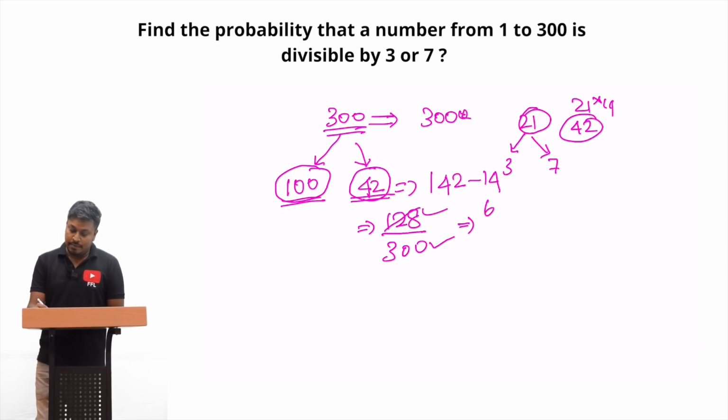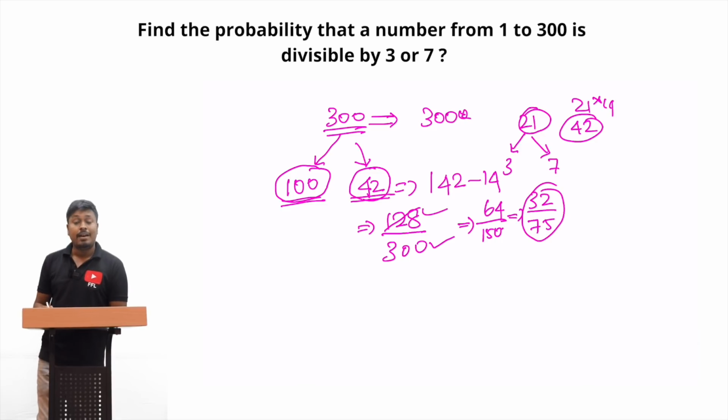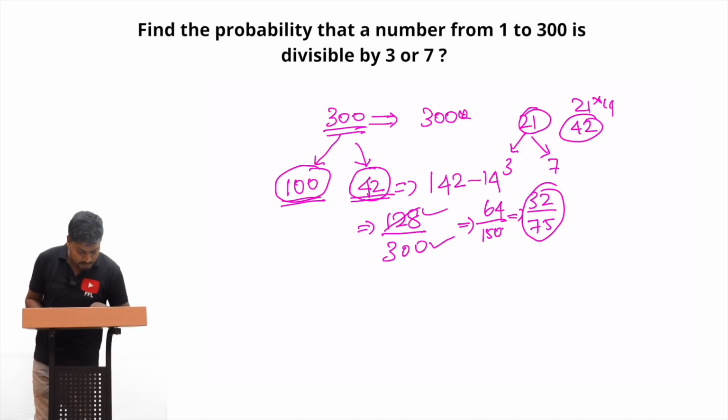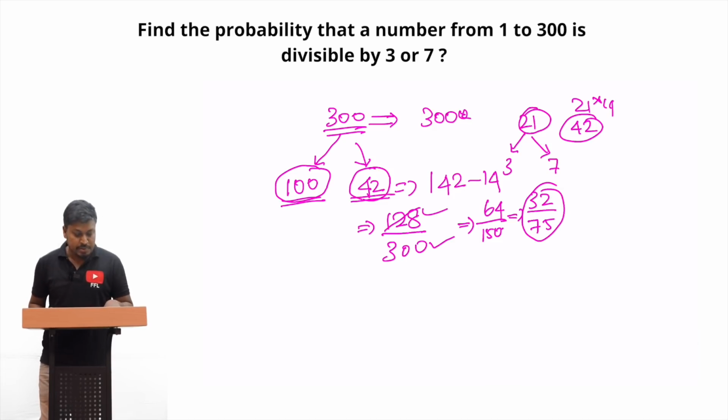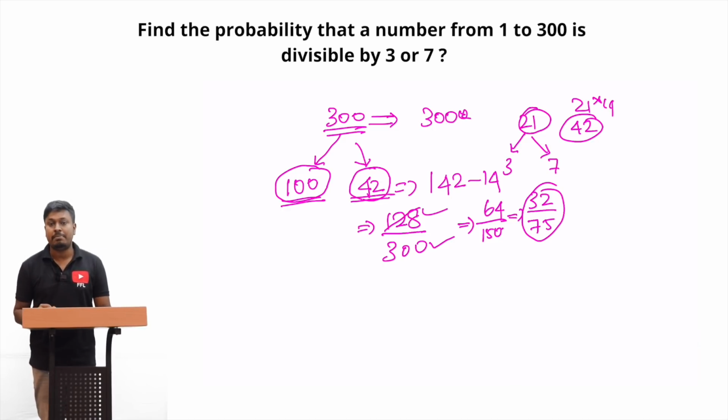So 128 divided by 300, I think we can cancel it on the two table. 6 2s are 12, 4 2s are 8. So cancel it by 2: 64 by 150. If you wish, we can again cancel it on the two table: 32 by 75. So we can say that the answer for this question will be 32 by 75. Let's look at the options. What is the option? Yes, option B, 32 by 75, will be the answer for question number 1.